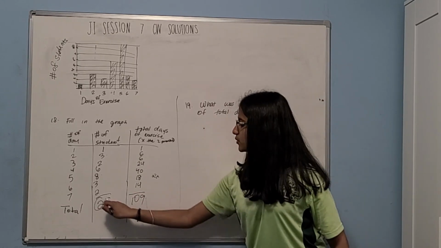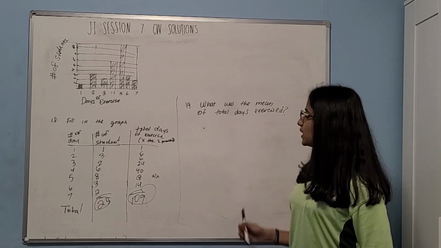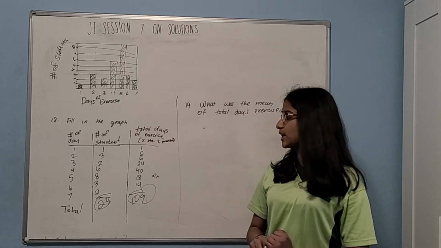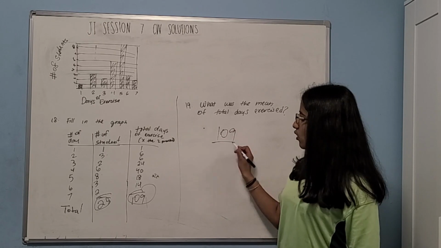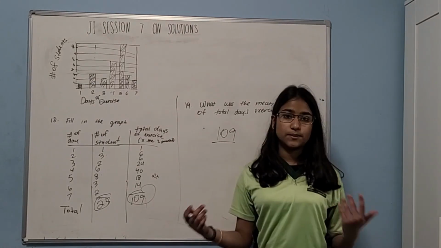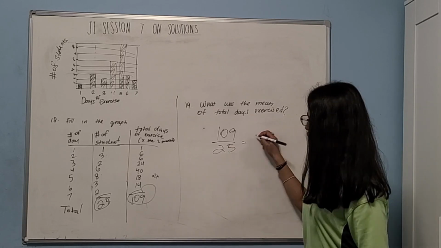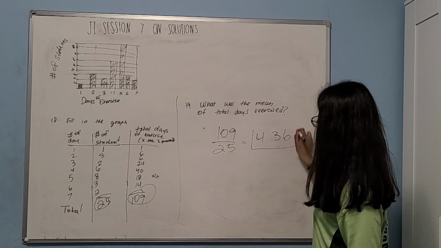Now these two numbers are going to be useful for number 19, which is asking for the mean for the total days of exercise. Now for the total days of exercise, the mean is going to be the total days, which is 109, over the number of students that were participating, which was 25. And the answer, when you do it, is 4.36.